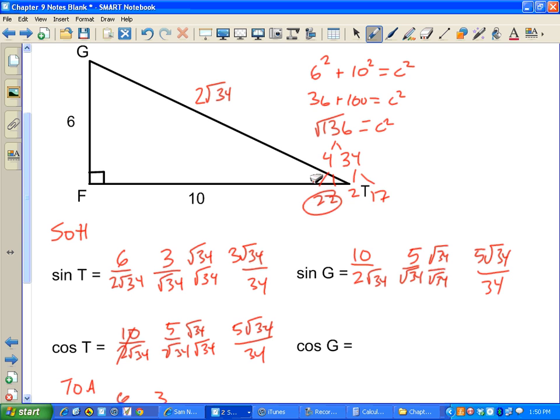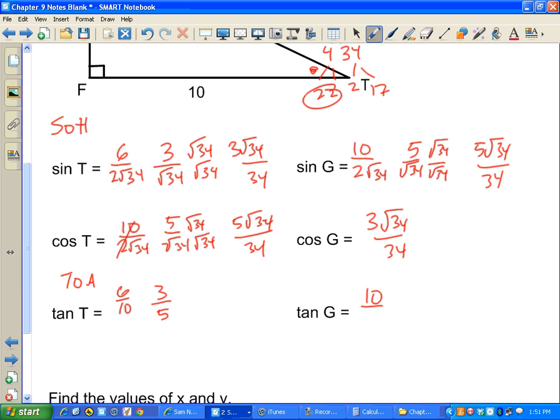Because if you look at it, the cosine of this angle is going to use this side and this side. The sine of this angle is going to use this side and this side. So we end up getting some repeated values. That means the cosine of this angle is going to be the same as the sine of the other angle, right? Cosine would be adjacent, which is 6 over hypotenuse, which is what we had here. So that's 3 square root 34 over 34. I've already done the math for that one here. Tangent's going to be opposite over adjacent, so 10 over 6, which is 5/3. Okay?